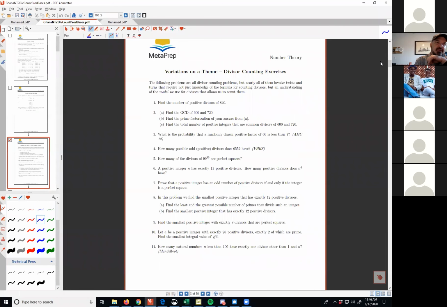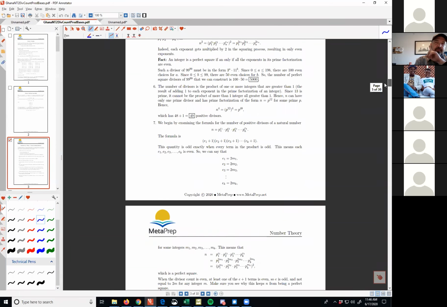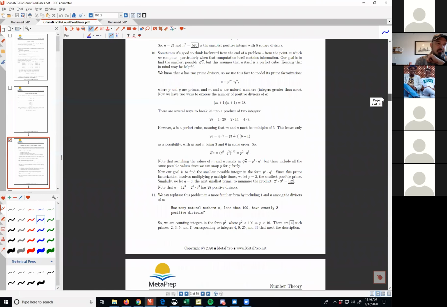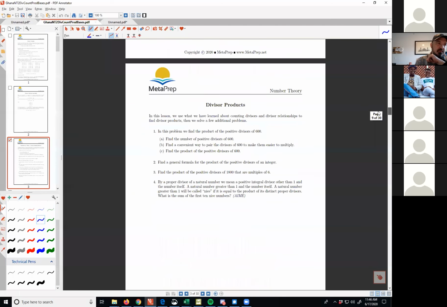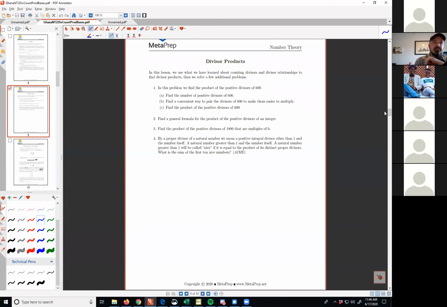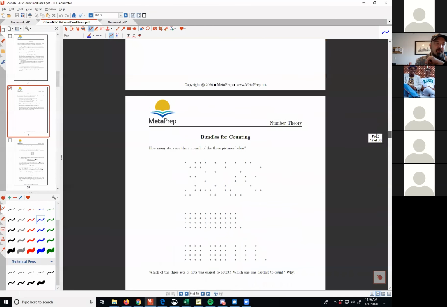Okay, so let's move on. We've spent a lot of time on divisor counting, and we've talked about divisor sums. And I'm going to let divisor products be a homework topic. This is one to try to self-study on your own. I have a good worksheet here on the process that you can check with.